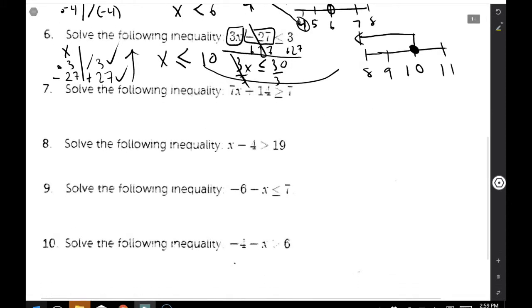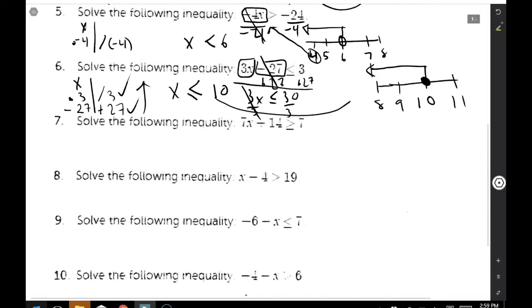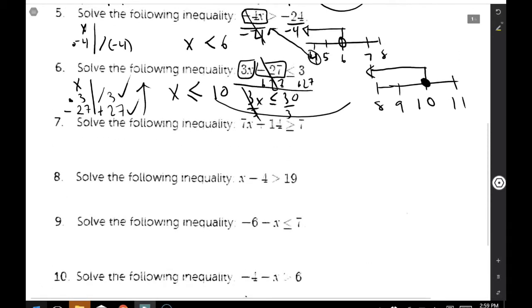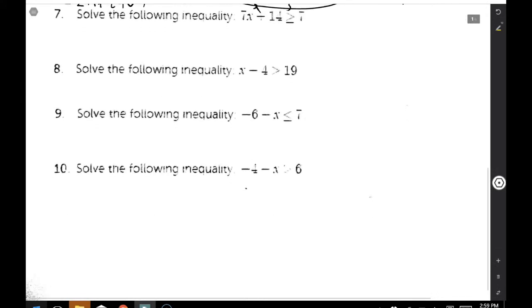Next, same situation. 7x plus 14 is greater than or equal to 7. If you want to, you can pause the video and do this real quick based on this last example. It is identical, except for instead of subtracting 27, we're adding 14. All right, I'll go ahead and start.